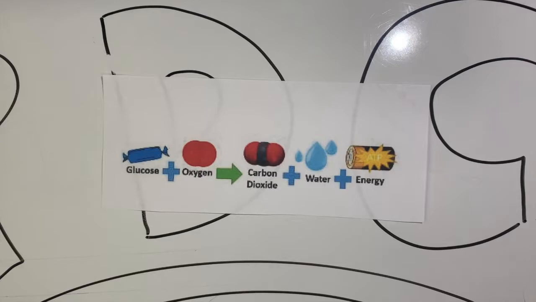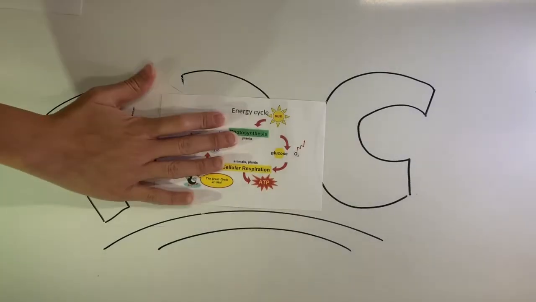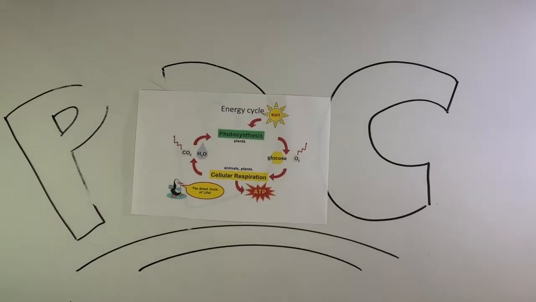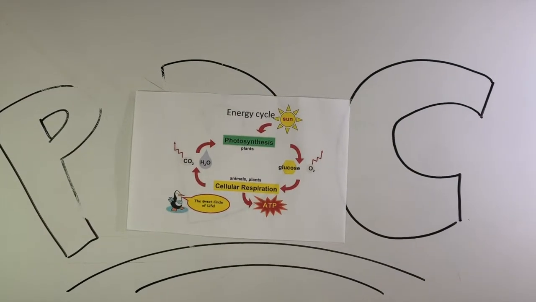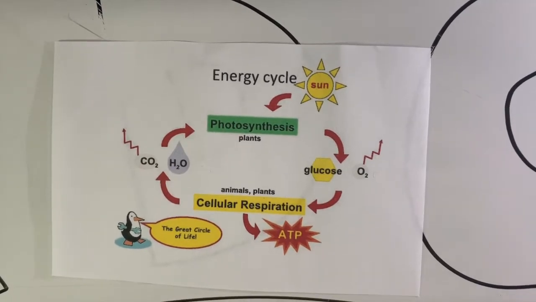So how does our body break down this glucose to get energy? That's what we're about to talk about. Cells use oxygen to break down glucose and release energy during a process called cellular respiration. This process is all about changing food into a form of energy cells can actually use called ATP, adenosine triphosphate.